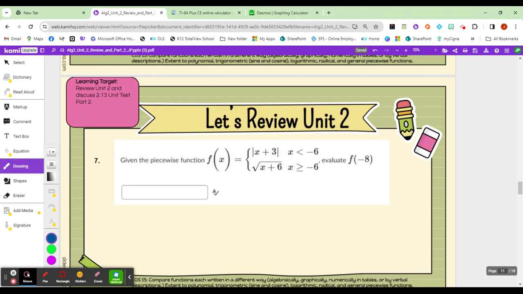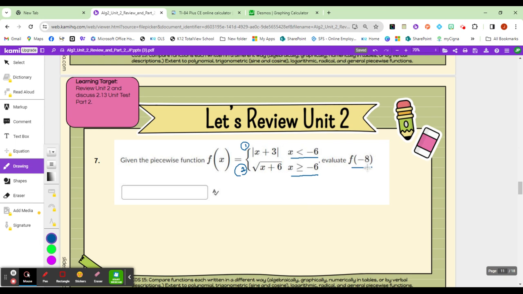Same thing for this one. I have another piecewise function. I have two pieces, so we'll number those piece 1 and piece 2. They're asking me to find f of negative 8. So let's take a look at the first piece. The first piece is only for x's that are less than negative 6. The second piece is only for x's that are greater than or equal to negative 6.